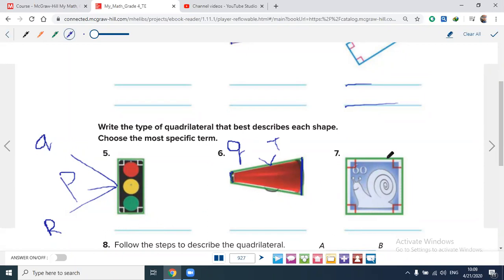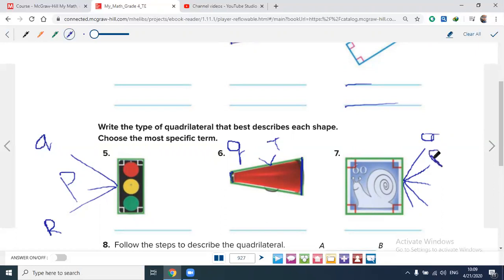Okay, here I have this. I can name it by many names: quadrilateral, parallelogram, rectangle, rhombus, and square. I can name it a quadrilateral because it has four sides and four angles.